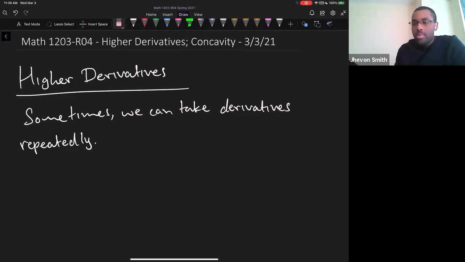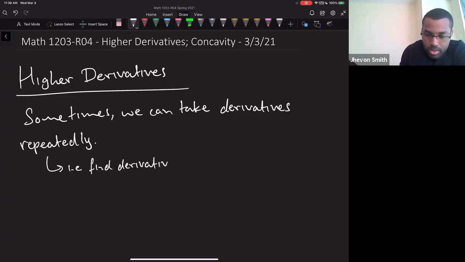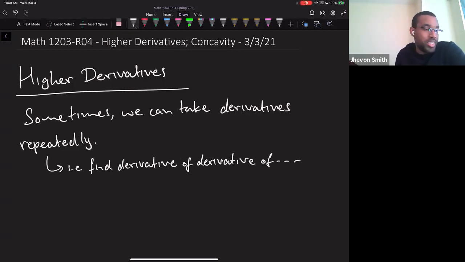So to you, it might seem like a moot point because everything that we cover in this class, you're going to say, yeah, that's obvious, but it's not true in general that you can always just differentiate whenever you want. But there are times when we have functions that we can just keep differentiating, keep differentiating, keep differentiating. This leads to what we call higher derivatives, i.e., find the derivative of the derivative of the derivative of the derivative.